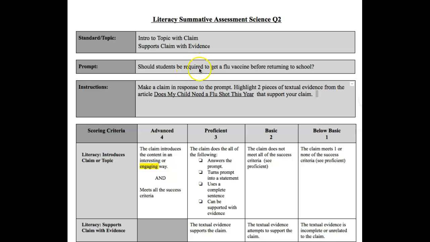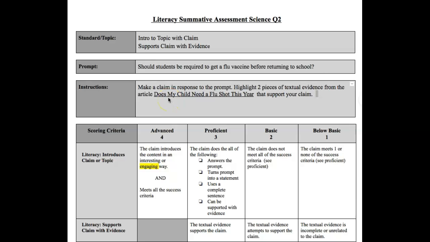Should students be required to get a flu vaccine before returning to school? That is the prompt that you will be responding to. In the instructions here it says make a claim in response to the prompt, and that would be this prompt here, and highlight two pieces of textual evidence from the article, "Does My Child Need a Flu Shot This Year," that support whatever claim that you make. And we will be reading this article together in class.